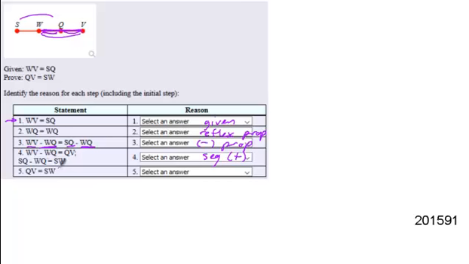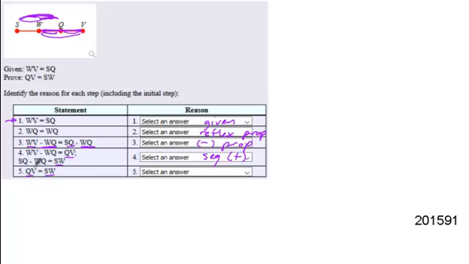And I confirm that SQ minus WQ is equal to SW, also segment addition. Okay, so my final statement is QV is equal to SW. So I'm going to go back and look. Is there some place where QV and SW occur earlier in my proof? There is. Are those set equal to the exact same things? Not exactly, so it's not the transitive property.